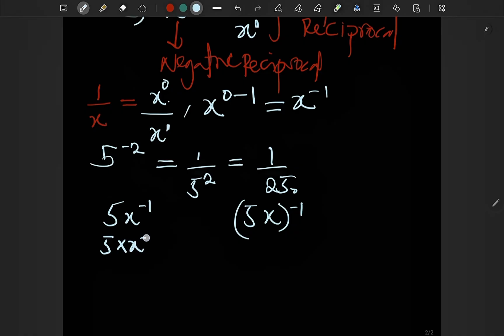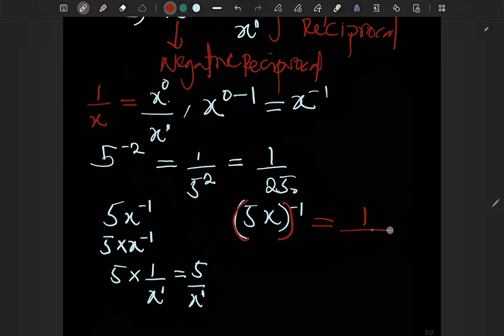5 times x raised to power minus 1 would reveal your moves. Therefore, this becomes 5 times 1 over x raised to power 1, which is equivalent to 5 over x raised to power 1. However, in this case, because we have a bracket, this is now equal to 1 all over 5x all raised to power 1, which is equal to 1 over 5x. So the concept of bracket is very, very important. Very, very important in mathematics. Please, we do not overlook it.